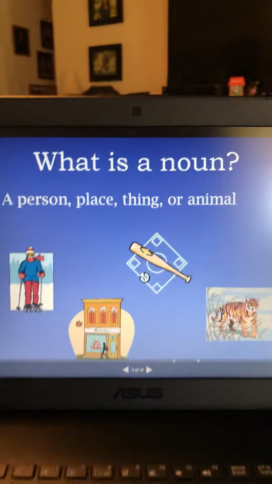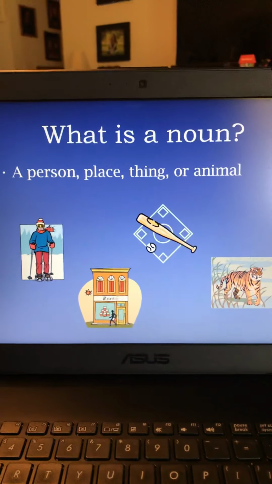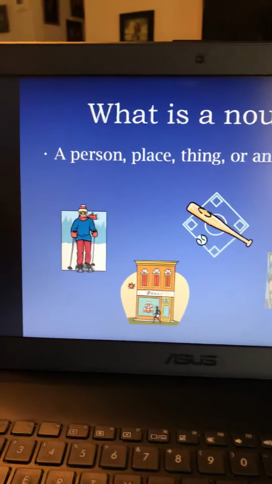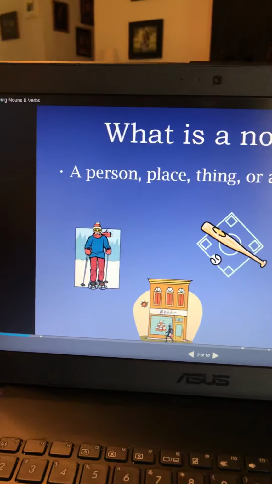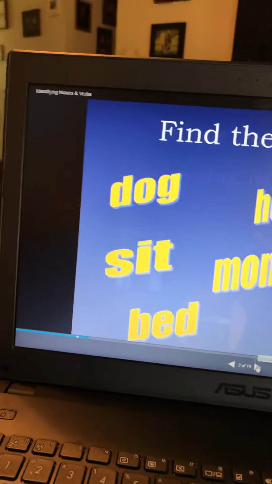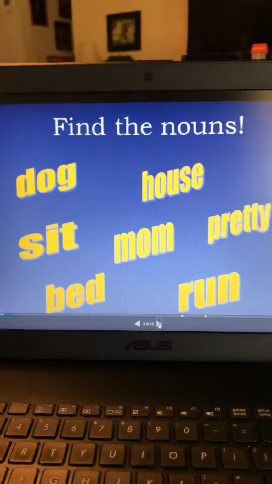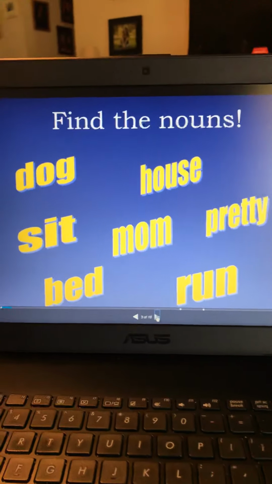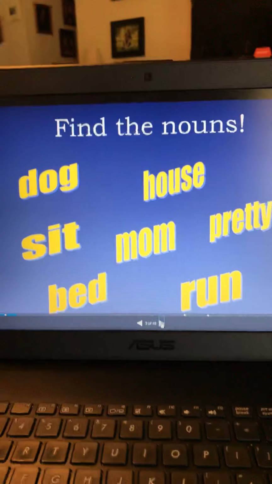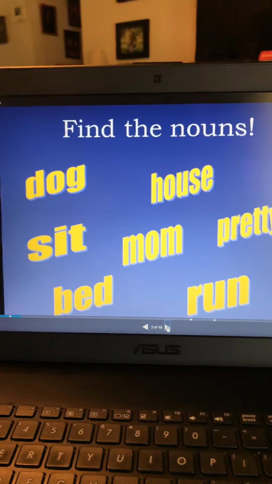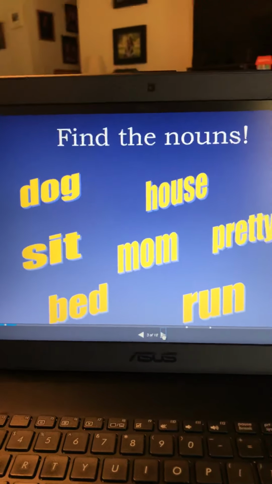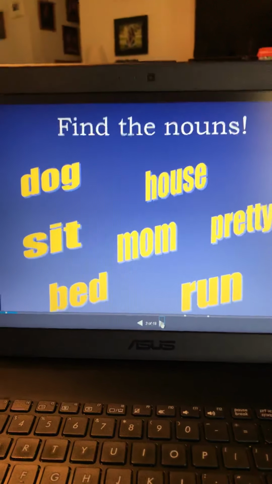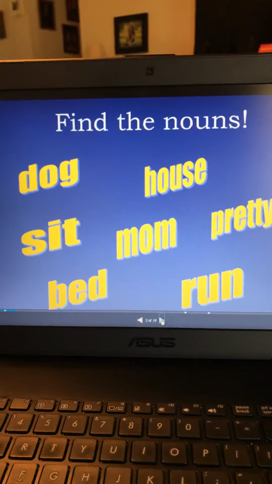What is a noun? A noun is a person, place, thing, animal, and we also talked about a noun being an idea. Here are some examples of nouns. They wanted you to find the nouns on the screen. Of course, you would pick dog. A dog is an animal. A house is a place or a thing. Mom is a person. Bed is a thing.